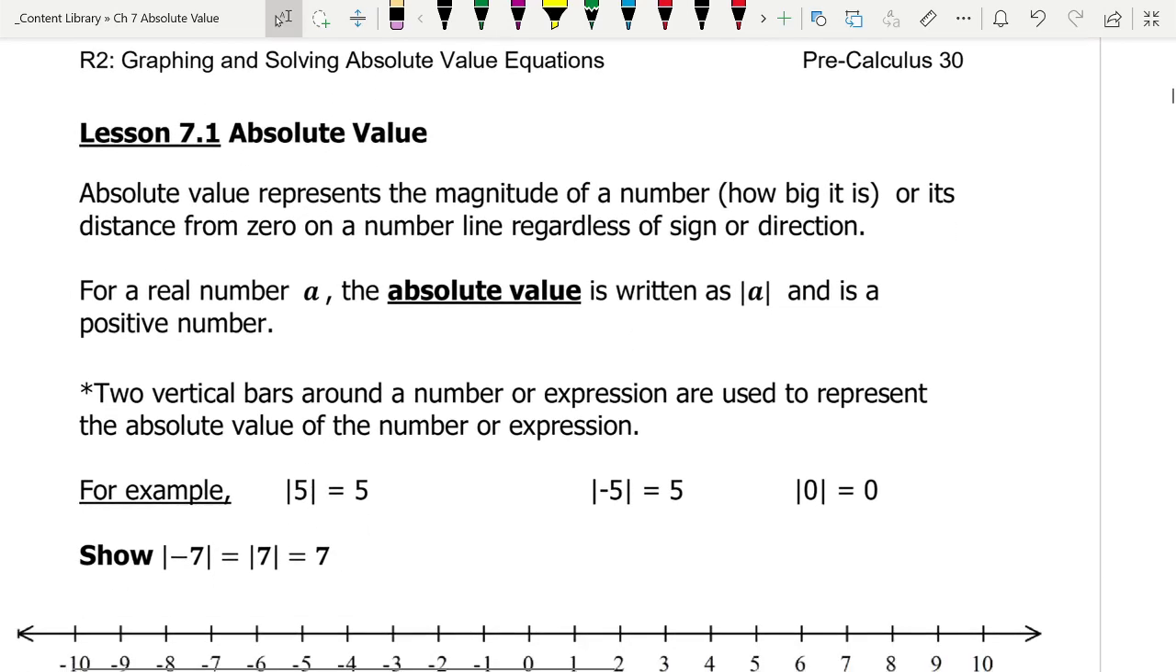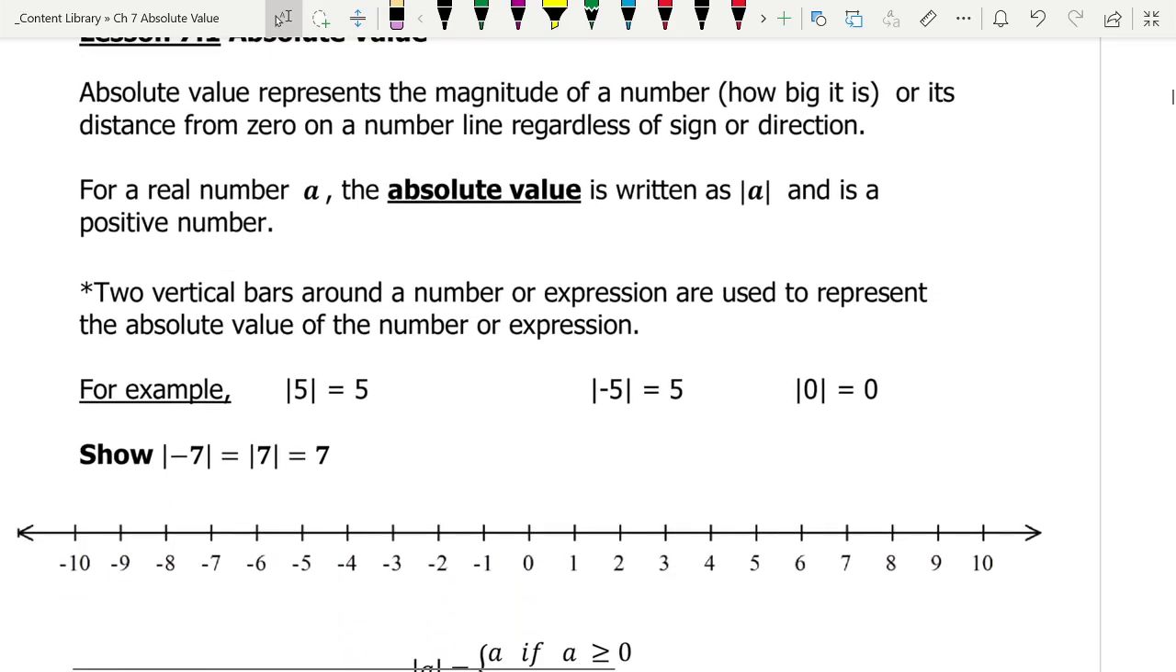All right, absolute value represents the magnitude of a number, how big it is, or, and this is the important part, its distance from zero on a number line, regardless of its sign or direction. For a real number, the absolute value is written as the absolute value of A, where absolute value is just these straight up and down brackets, and it's always a positive number. So two vertical bars around a number are used to represent the absolute value of that number or that expression.